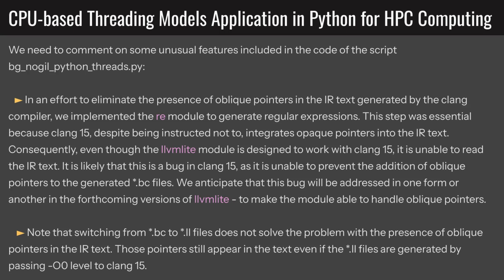Note that switching from .bc to .ll files does not solve the problem with the presence of opaque pointers in the IR text. Those pointers appear in the text even if the .ll files are generated by passing zero level of optimization to Clang 15.